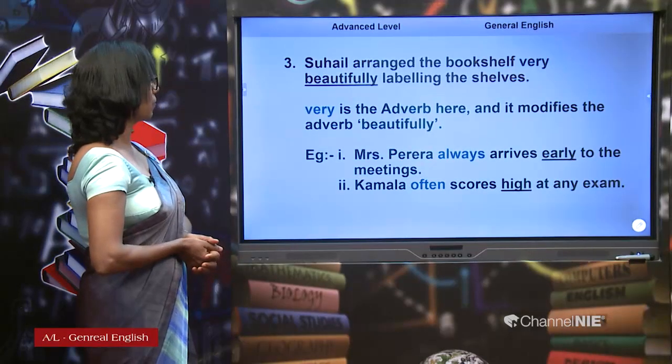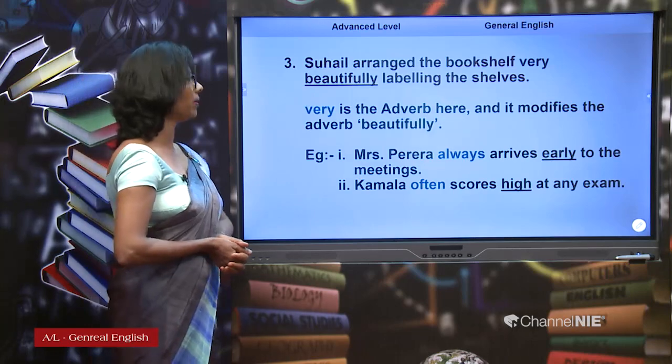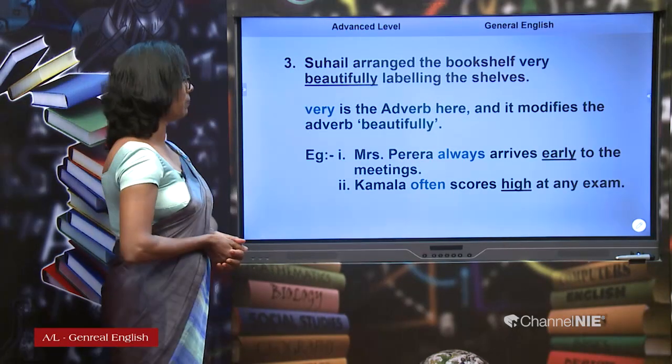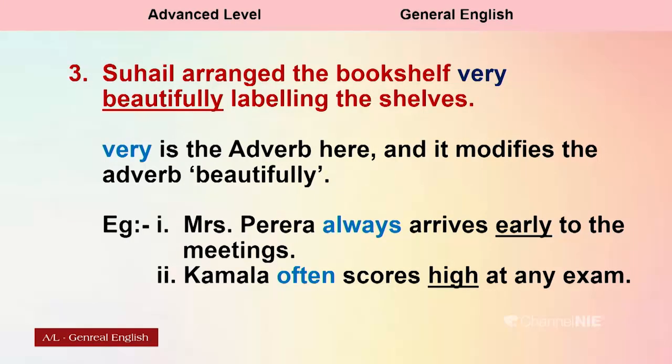Third one. So, Hale arranged the bookshelf very beautifully, labeling the shelves. Here what is that? I think you can remember. Beautiful is an adjective, and we form the adverb beautifully, right. So, very beautifully, then the adverb is qualified by another adverb, that is very, right. So, let's see the other two examples given here.